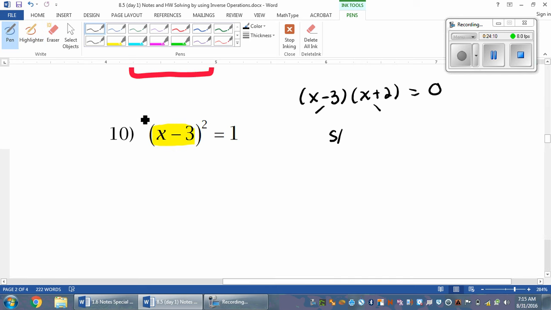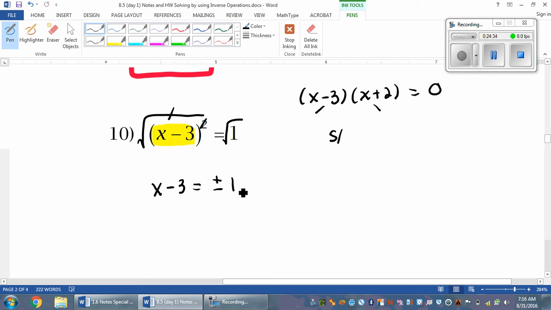If you notice, there's nothing in front of the parentheses or outside the parentheses. Since the parentheses are by themselves, you have to get rid of the square first. How do I get rid of the square? By square rooting both sides. The square root and the square cancel, so there's x minus 3. When you take the square root of 1, remember it's positive 1 and negative 1.